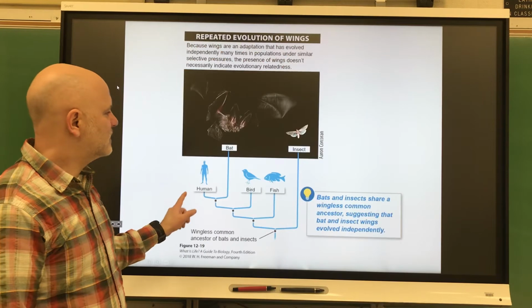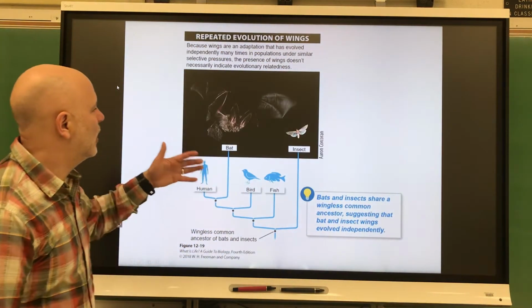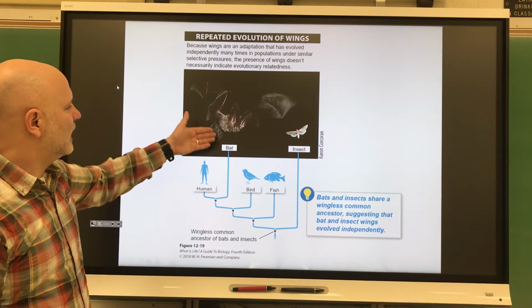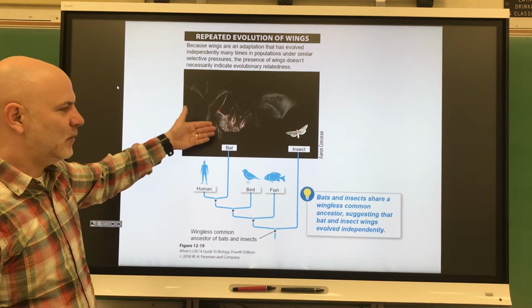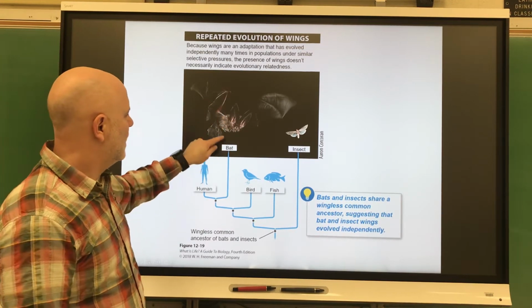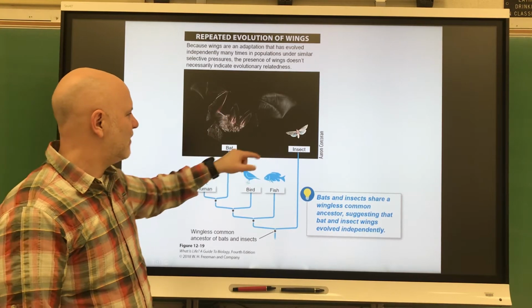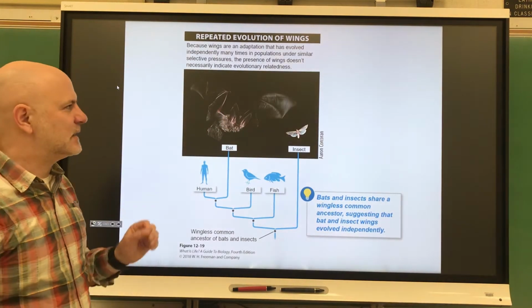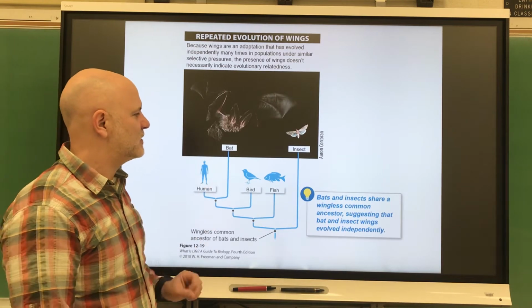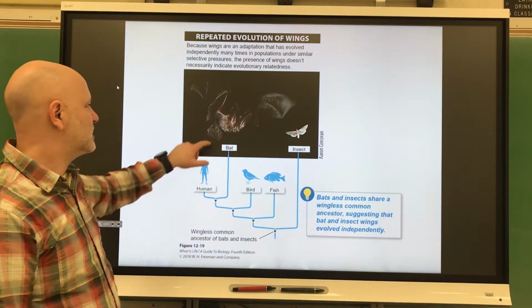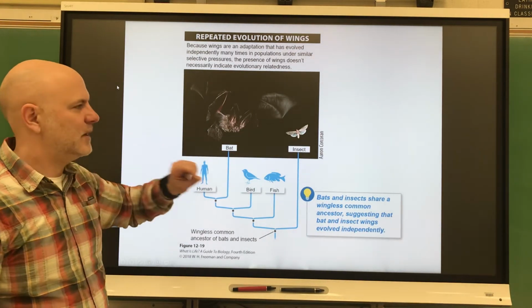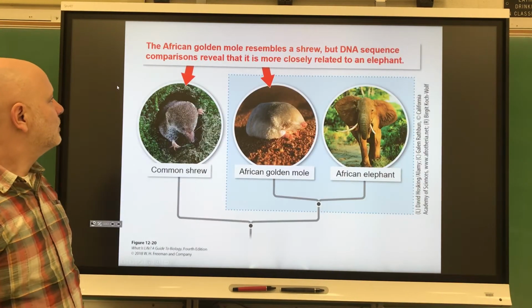So some things that can trip us up: like this trait here, wings, evolved twice, right? We know it evolved more than twice, but bats have it, birds have it, insects have it. But we have to look at other characteristics, not just wings, to see if things are related, okay? Bats produce milk just like us. They have hair just like us. They're warm-blooded just like us, all right?